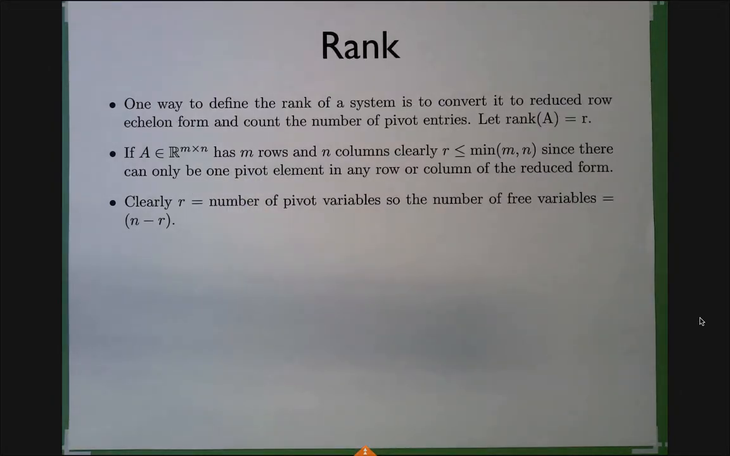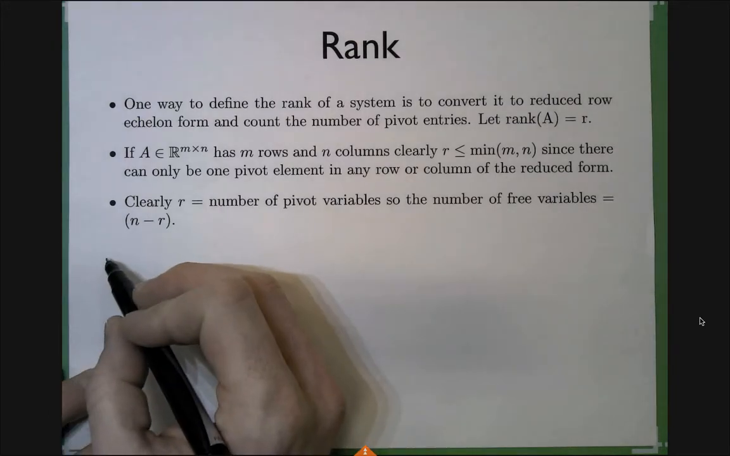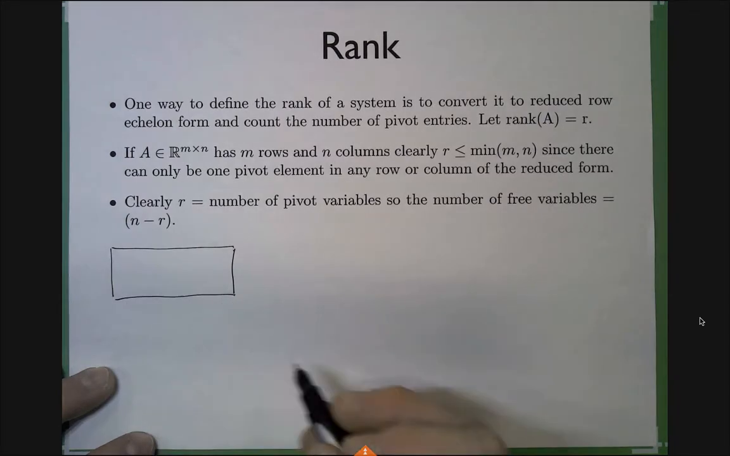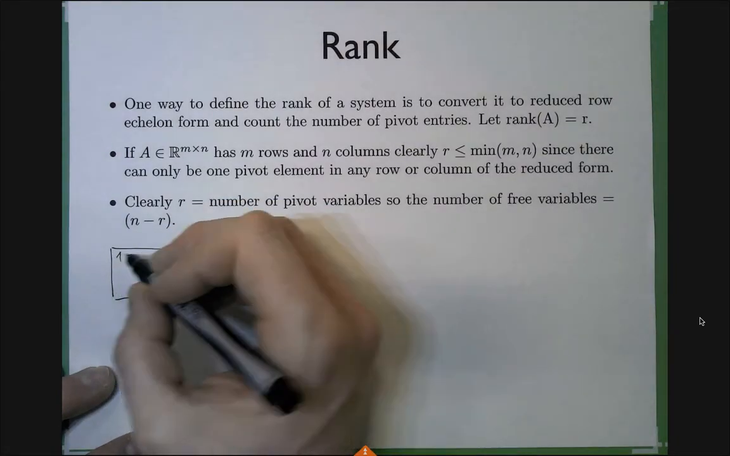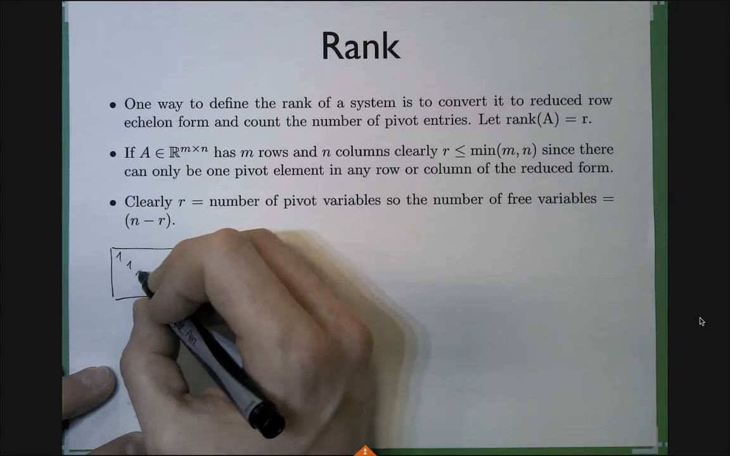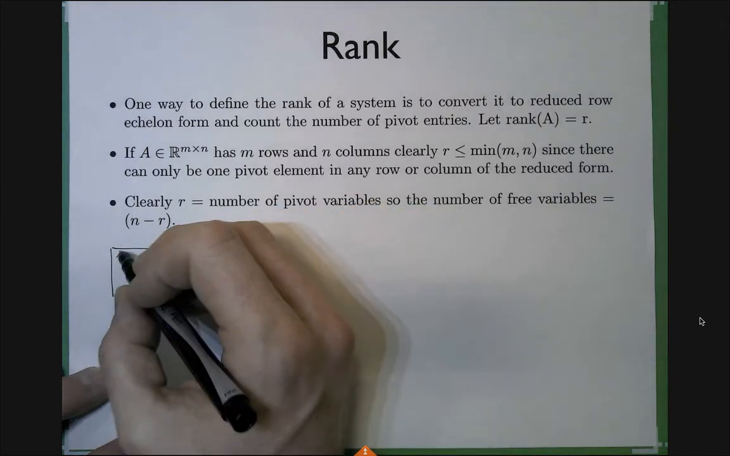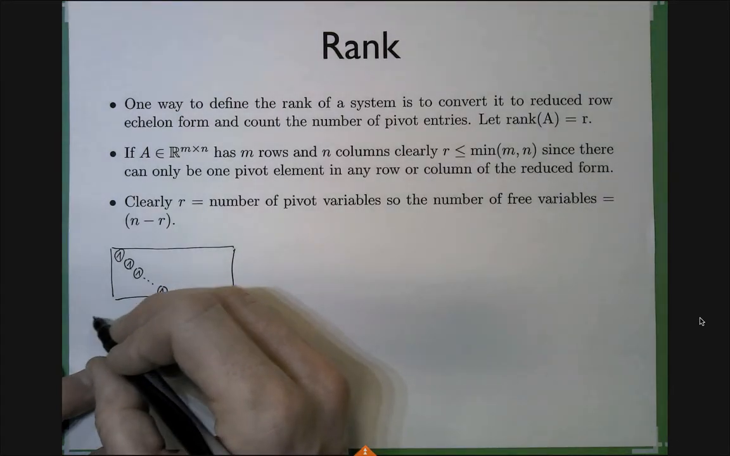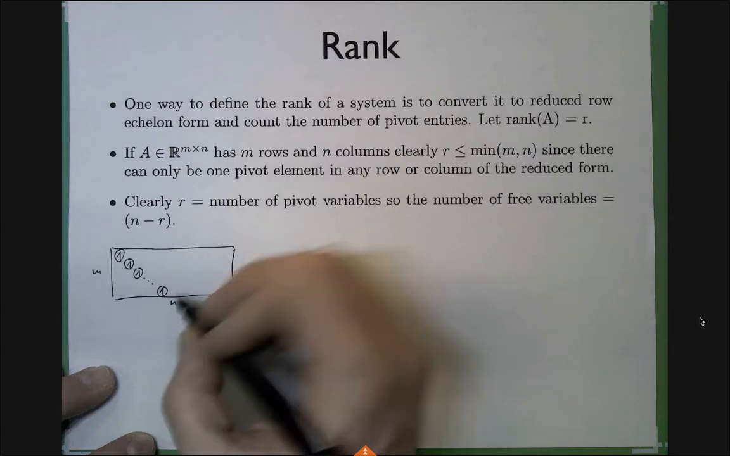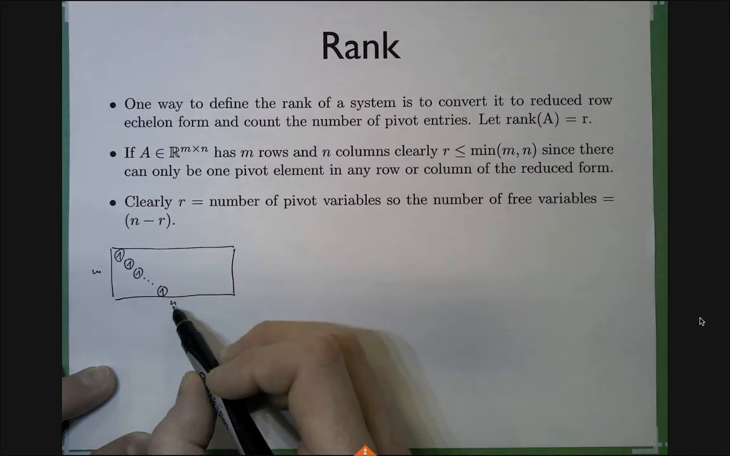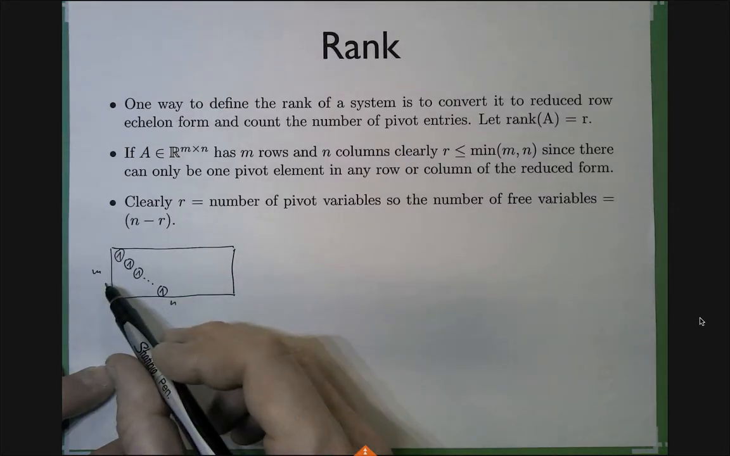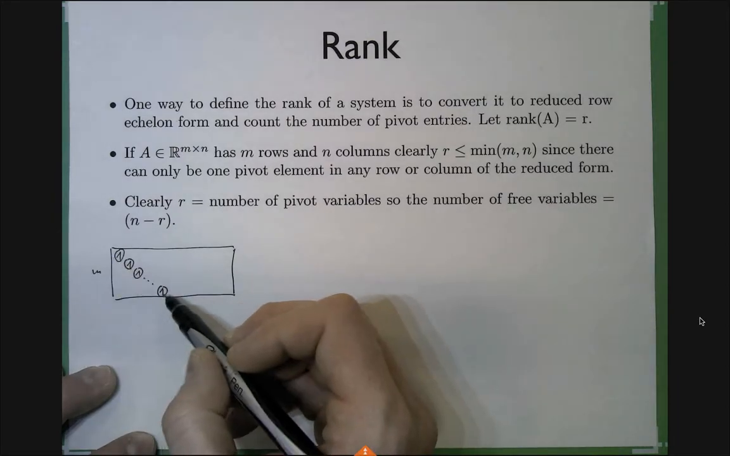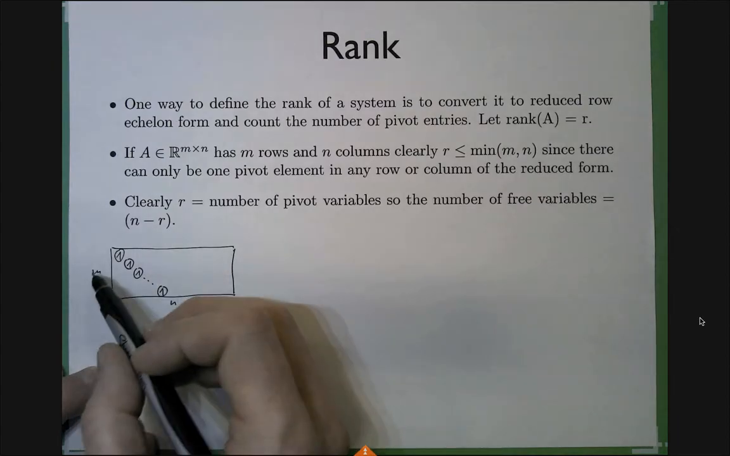Let me explain this a little bit better. Let's consider the two cases. The first case is the short and fat matrix. The best that can happen is that you get the full number of pivots, that every row has a pivot. This is an m by n matrix, so this is m, this is n. This is the case where I have more columns than rows, and you see that the rank can be at most the number of rows, the smaller one of them.